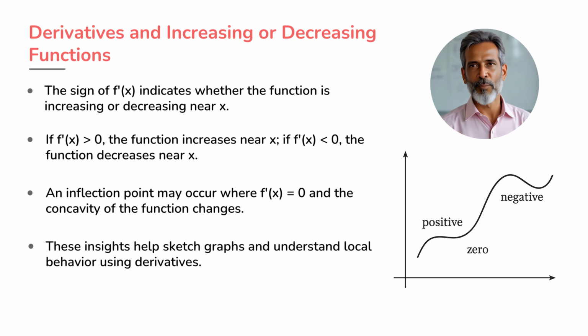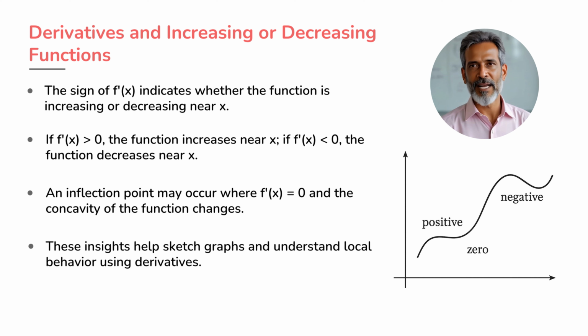Alright, back to pure math for a moment. Derivatives can also tell us whether a function is increasing or decreasing. If f dash of x is greater than 0, it means the slope of the tangent is positive. The graph rises as x increases. If f dash of x is less than 0, the slope is negative. The graph falls. And when f dash of x equals 0, we might have a peak, a valley, or even an inflection point where the curve changes its shape.